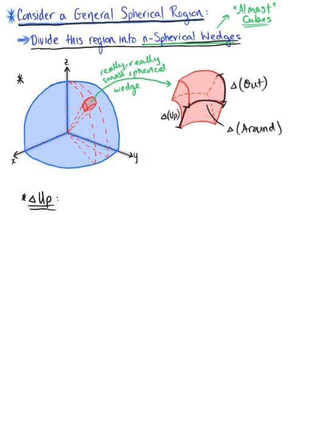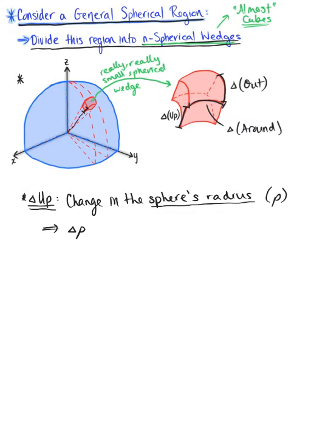So the change in going up, if we look here back at our spherical region, that's going to be the change in the radius of the sphere. So in spherical coordinates, what have we defined as the sphere's radius? That's rho. So the change in the sphere's radius can thus be defined as delta rho. So we've got our first big change, the change in going up, or the change in rho.